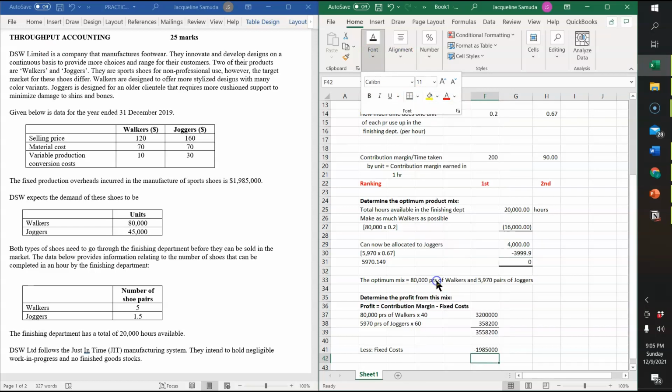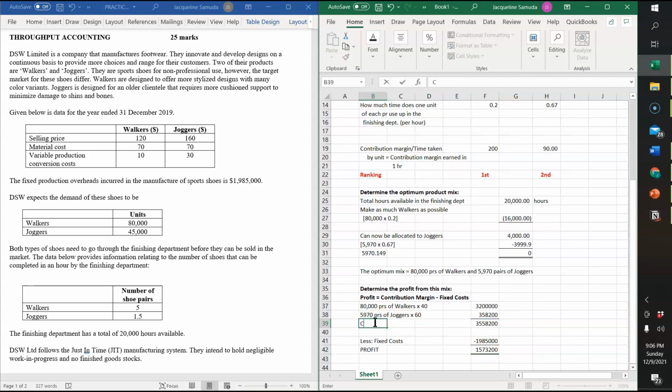So therefore, our profit is going to be the contribution margin minus fixed cost. So let me identify this as the total contribution margin based on that optimum product mix. And so our profit is $1,573,200. All right, so that ends our calculation for part A.